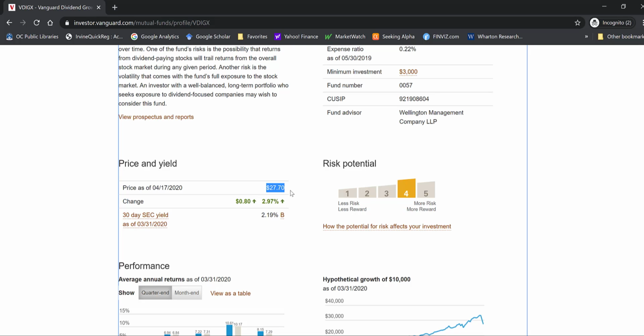Okay, so the important thing to remember here is that NAV is computed only once every day, and it is updated after the close of trading in the market. So the NAV is updated only once every trading day.